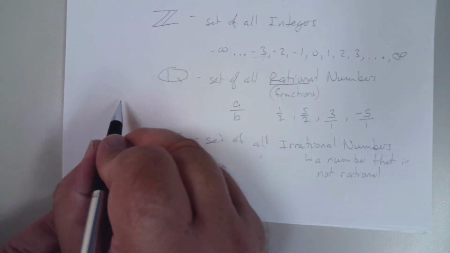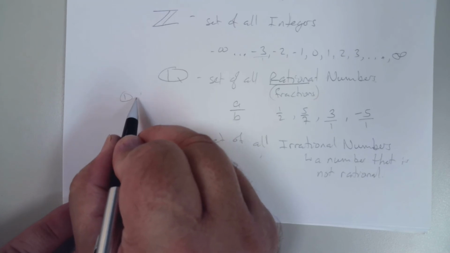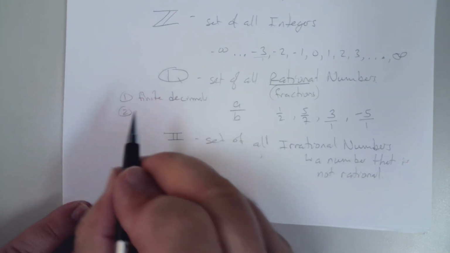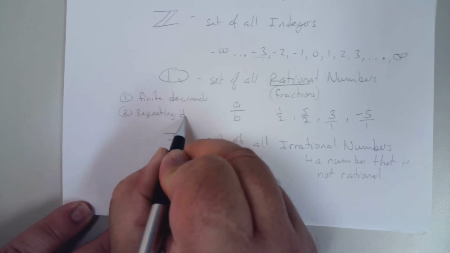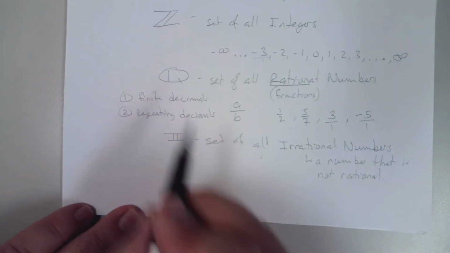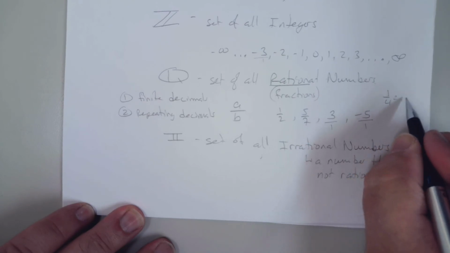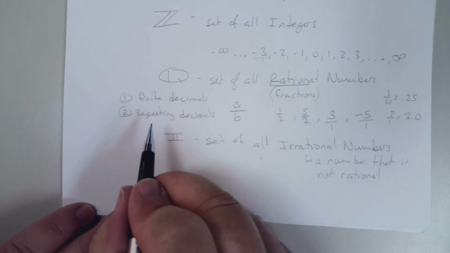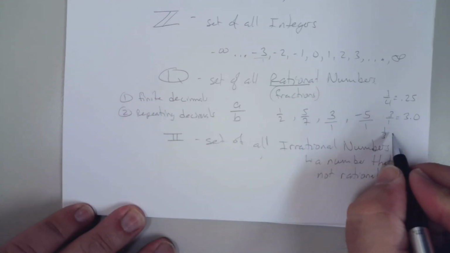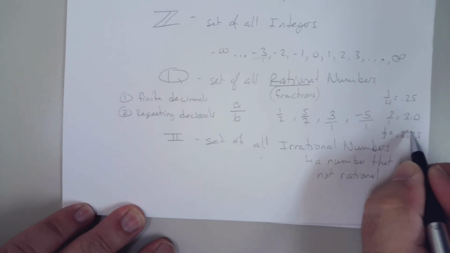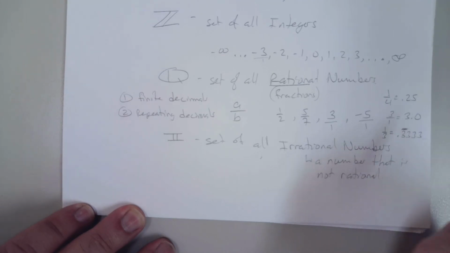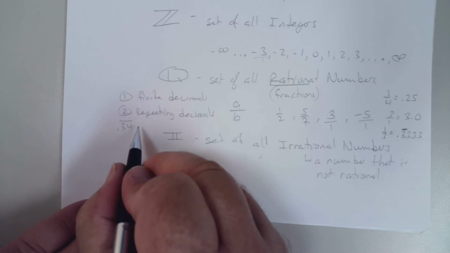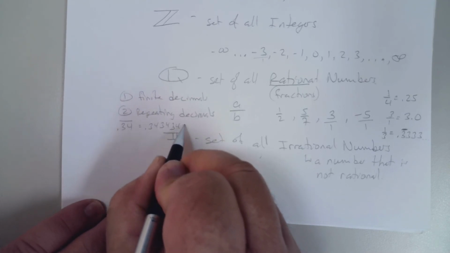Rational numbers have two things: they have finite decimals or they're repeating. What is finite decimals? Like 1/4 is 0.25. It stops. 3/1 is 3.0. It stops. Repeating is if I had 1/3. That's 0.33333, and it goes on. If it says repeating, then we just put a line over the number and we know that means repeating. So if you saw 0.34 with a line over it, what that means is 0.34343434 and forever and ever.